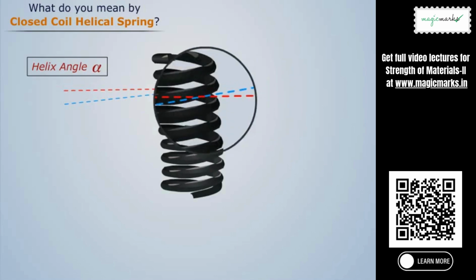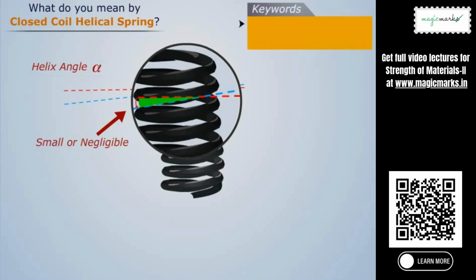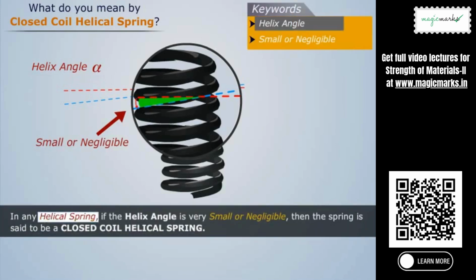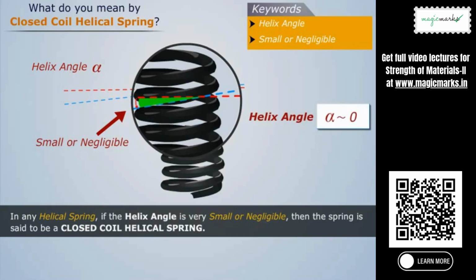In any helical spring, if the helix angle is very small or negligible, then the spring is said to be a closed coil helical spring. Thus, in a closed coil helical spring, the helix angle is nearly equal to 0.